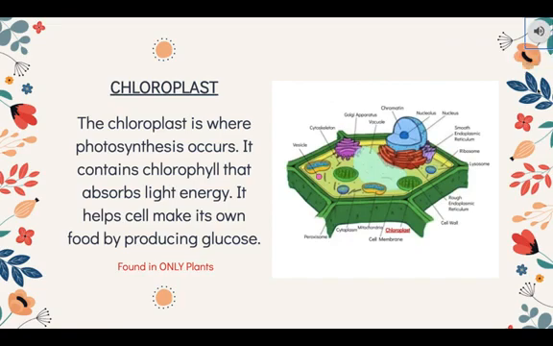Chloroplast is where the photosynthesis occurs. It contains chlorophyll that absorbs light energy. It helps the cell make its own food by producing glucose. As you can see, it is only found in a plant cell.